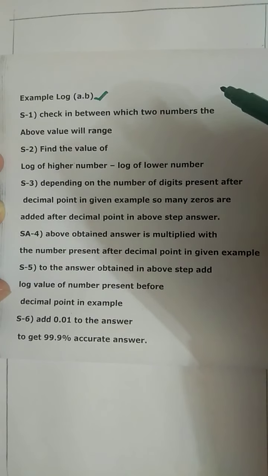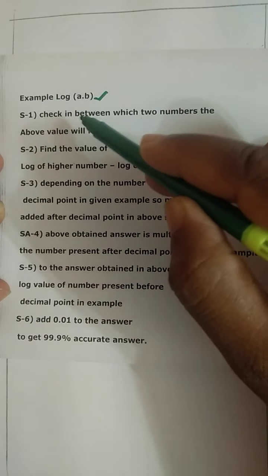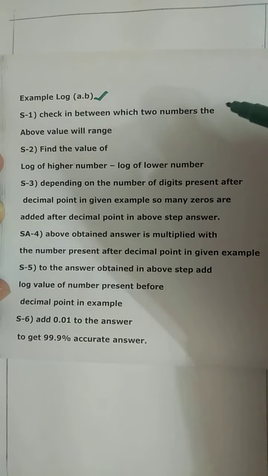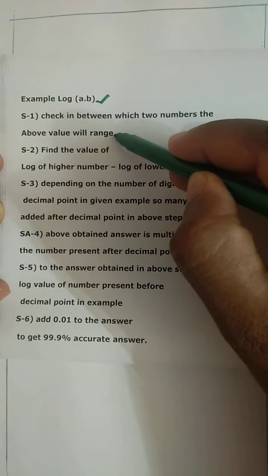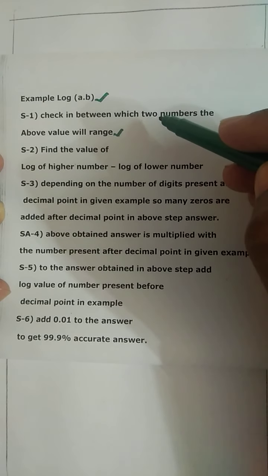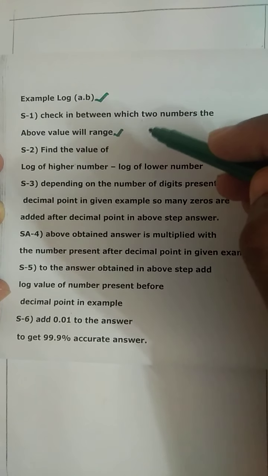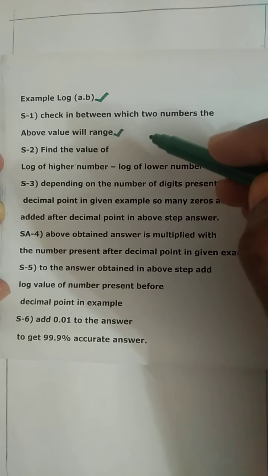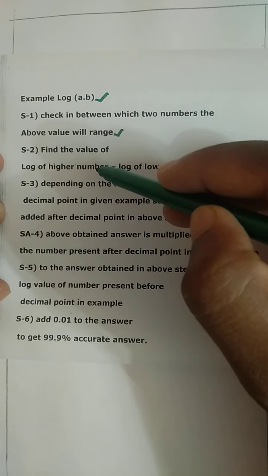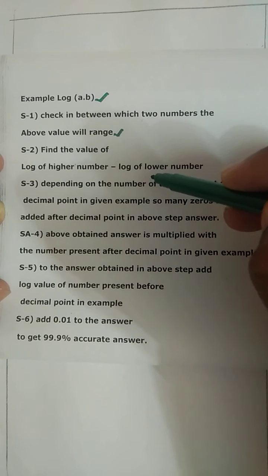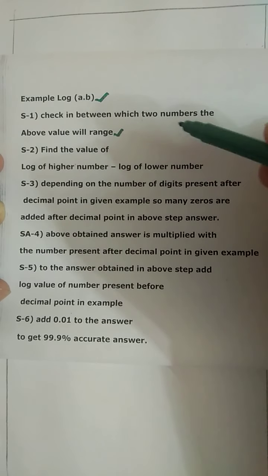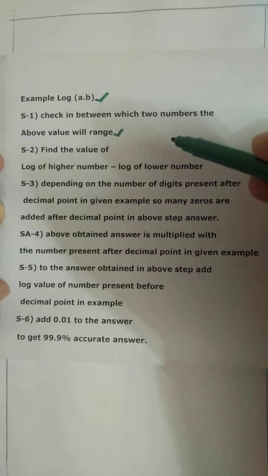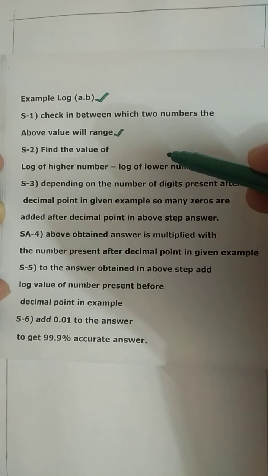In this case, the first step is to check in between which two numbers the given value will range. Whatever value is given to you, it will come in between two numbers, so you need to find out between what two numbers it comes. Then find the value of log of higher number minus log of lower number in that particular range.